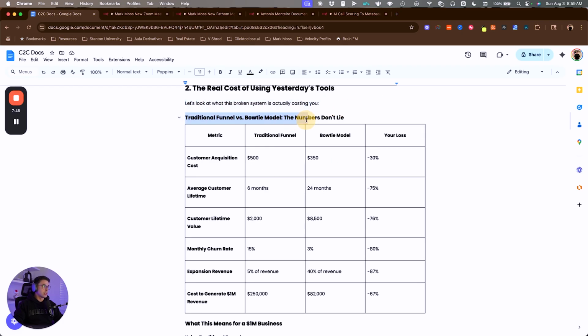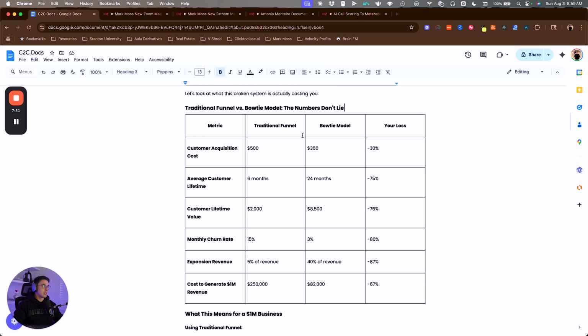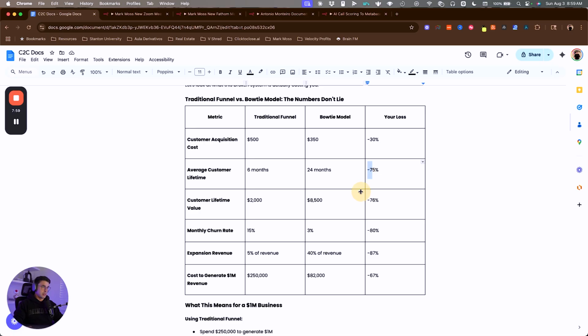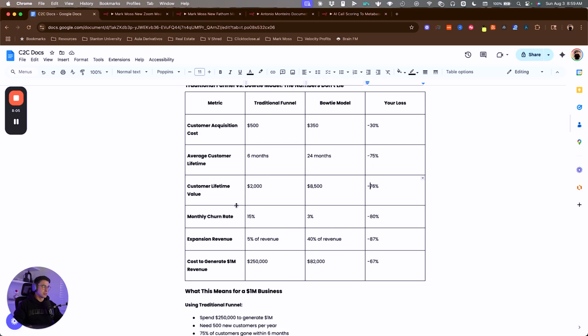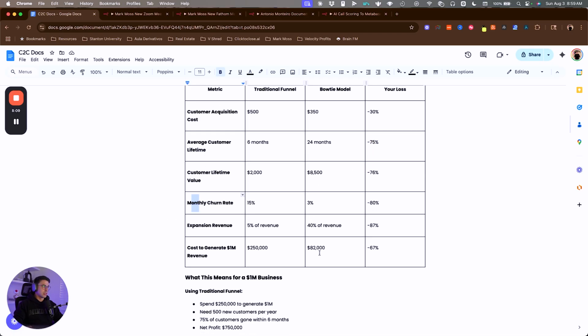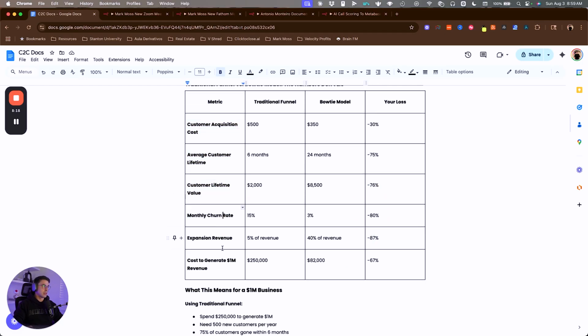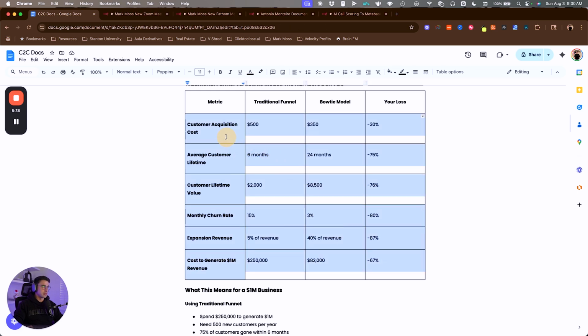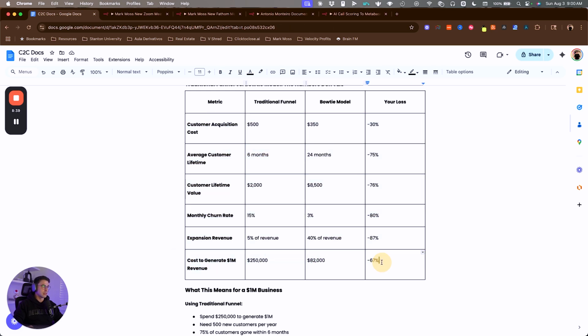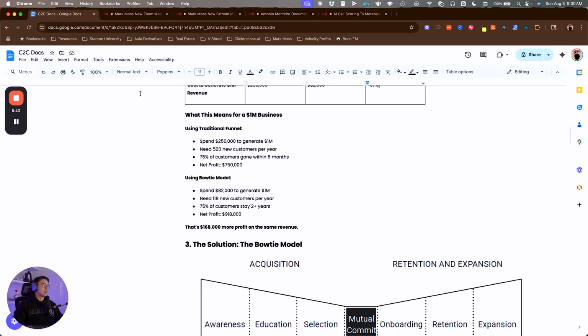So the real cost of using yesterday's tools is pretty simple. Here's a breakdown of the traditional funnel versus the Bowtie, and the numbers don't lie, right? Just as an example here, with the traditional funnel, customer acquisition cost is 30% higher. The average customer lifetime is 75% lower. The customer lifetime value is 76% lower. The monthly churn rate is 80% higher, and the expansion revenue is 80% less. When you combine all of these, it goes to show that understanding these metrics and how they affect the bottom line, collectively and separately, means you can't just be focusing on close rates. You can't just be focusing on average order value. You can't just be focusing on CPM. You have to look at the collective to understand how that impacts your economics and what that means for a $1 million business or bigger.